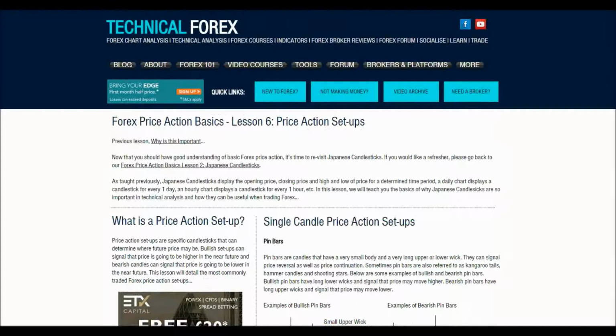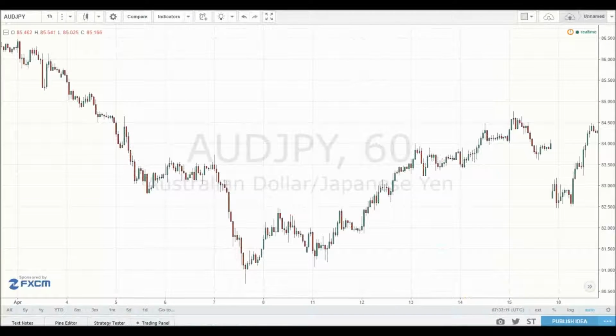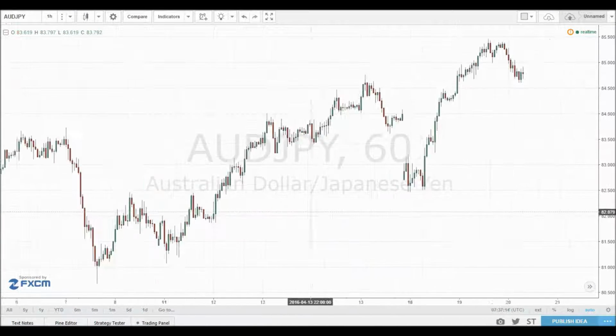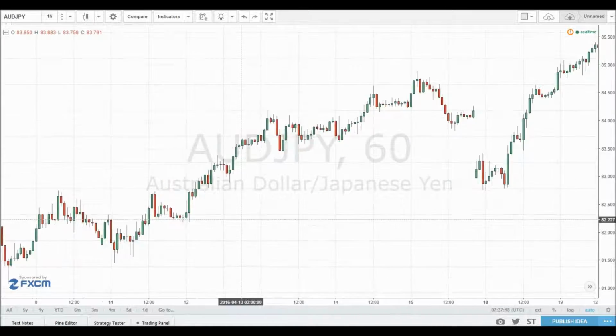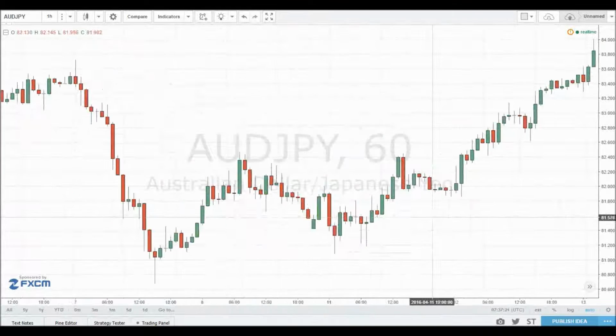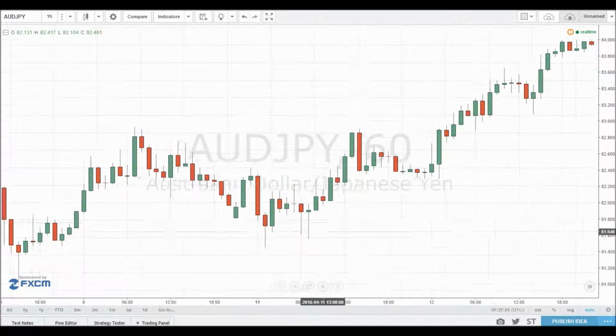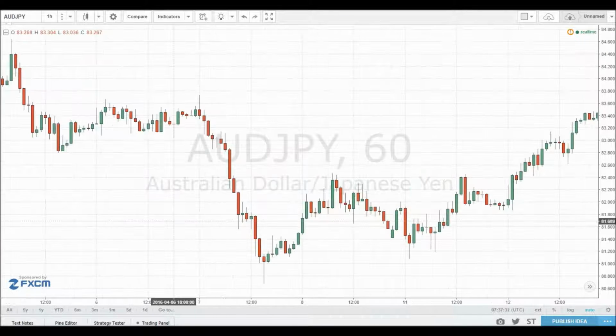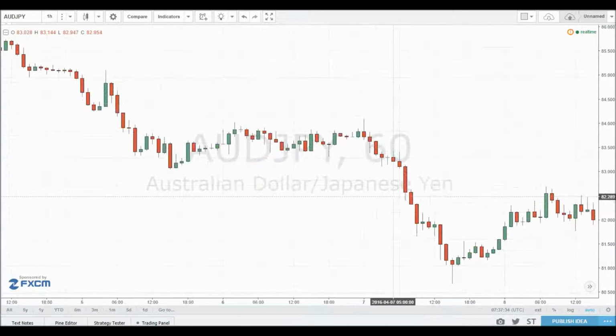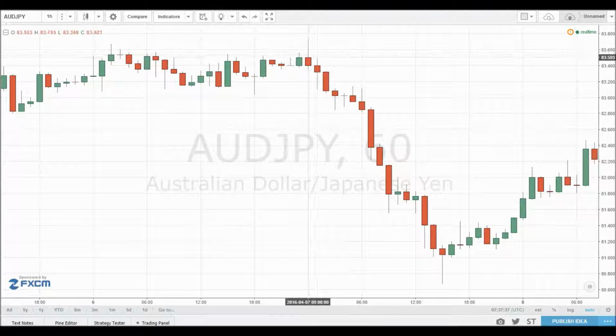But let's look at some on an actual chart. So let's go to the Australian dollar, Japanese yen. This is a 1 hour chart, and let's find a pin bar. So here we go. This is a bullish pin bar. We have this big long lower wick, so it's a bullish pin bar with a small body. Let's see if we can find a bearish pin bar. Here we go. We have this long upper wick with a small body.